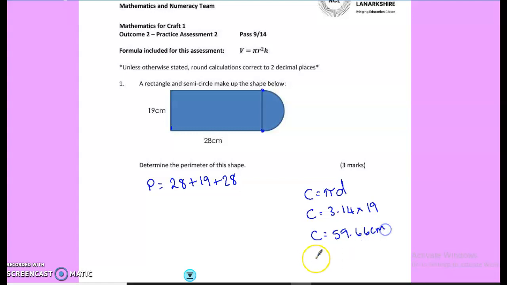59.66 centimetres. Don't have a full circle though, only have half a circle. I'm going to half it. Add on that 29.83, and that comes out as 104.83 centimetres.